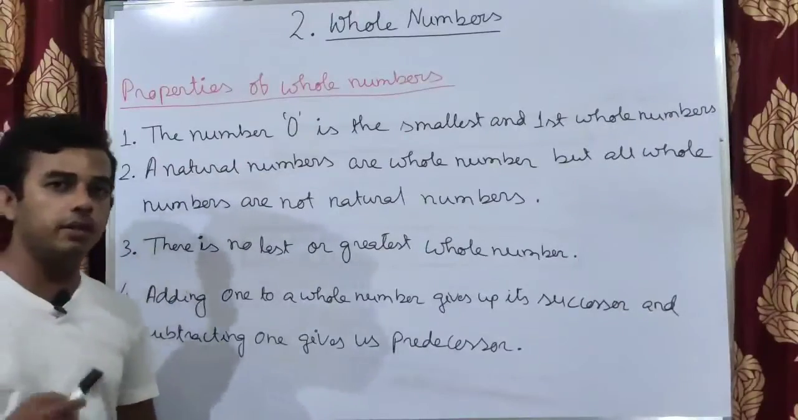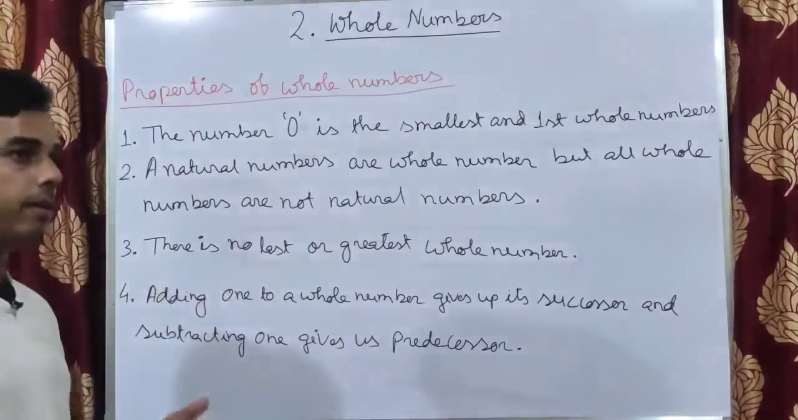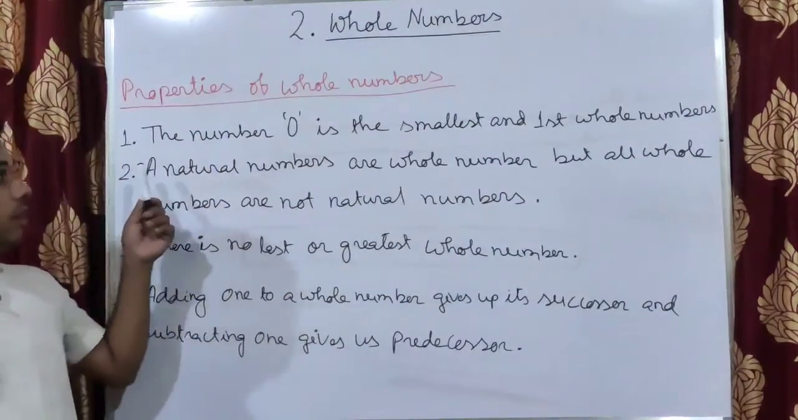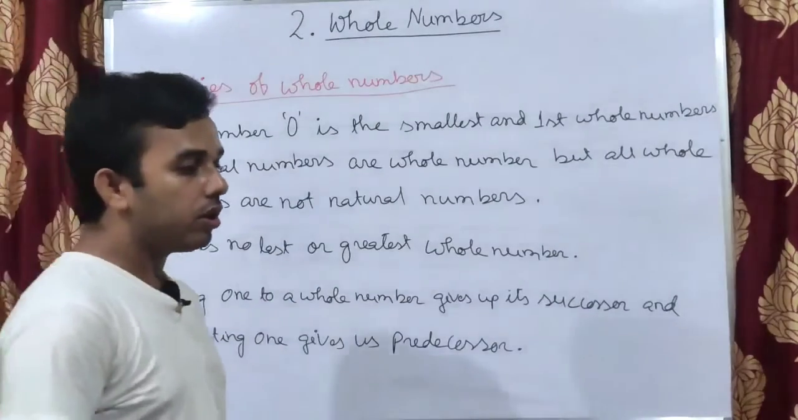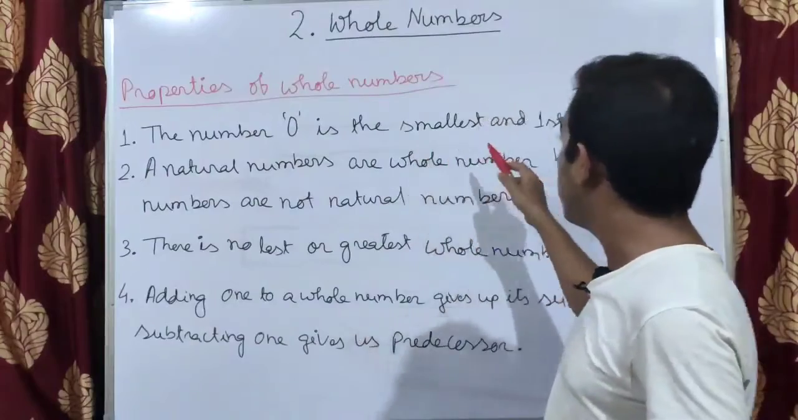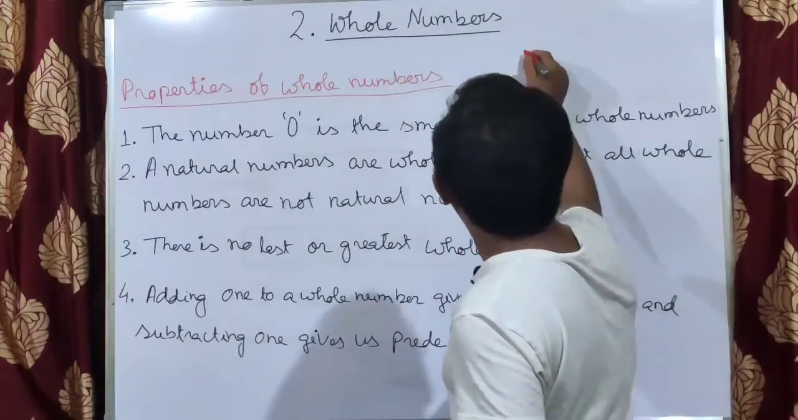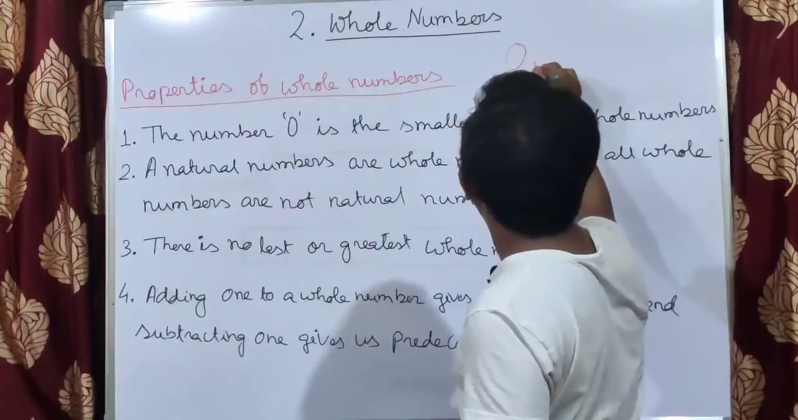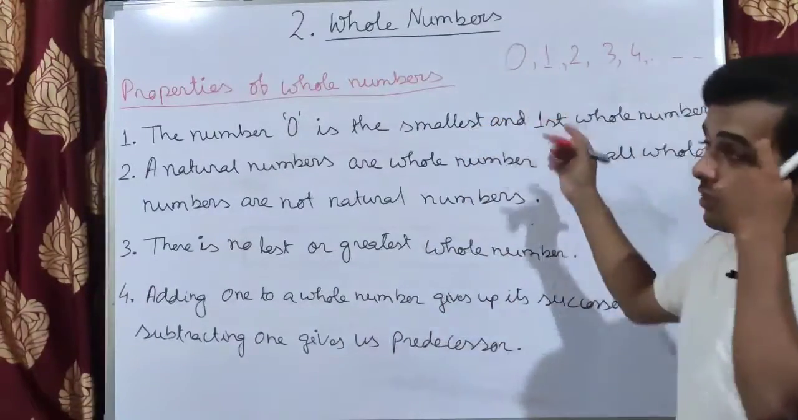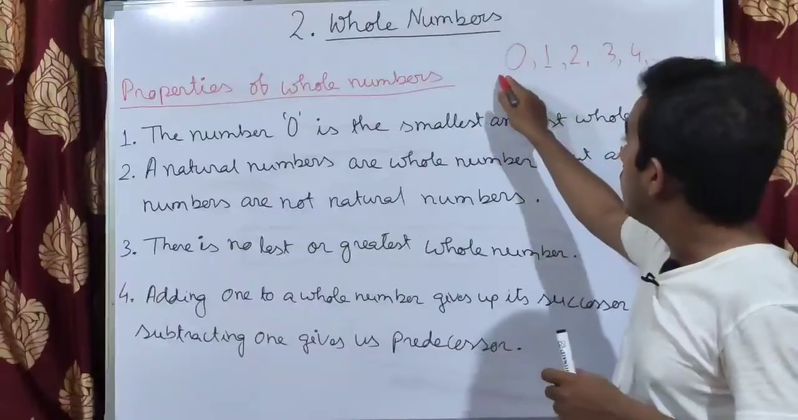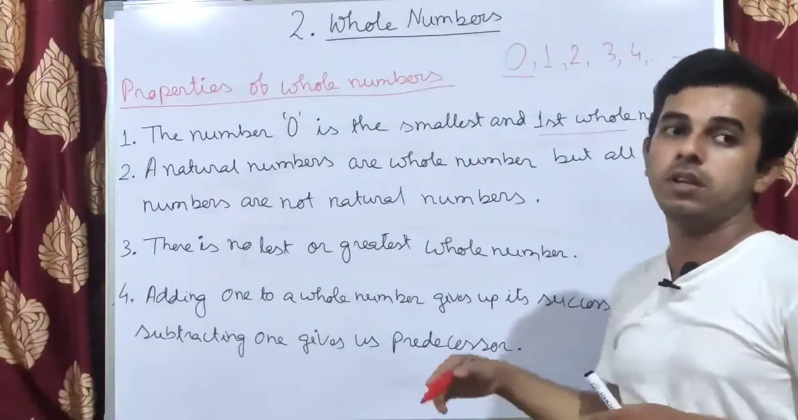So now let us know what the properties of whole numbers are. उसके बारे में हम इस टॉपिक में जानेंगे. First one: the number 0 is the smallest and the first whole number. इसका मतलब 0 सबसे पहला और सबसे छोटा नंबर है. So let me write the whole numbers here: 0, 1, 2, 3, 4, then like this. Look, the whole numbers start from 0, so it is the first whole number, and it is also the smallest whole number.